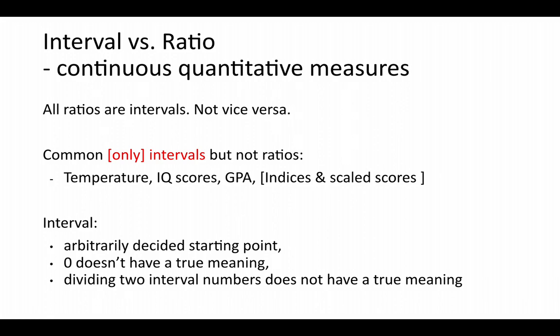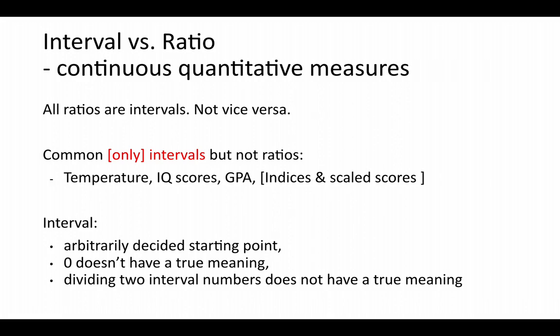Let me just simply point to this. All the ratio measures are interval measures, but not vice versa. So let me give you some examples that are only intervals but not ratios. For example, temperature in Fahrenheit, IQ scores, GPA, or an index like CPI, or scaled scores. All of these have some commonalities.